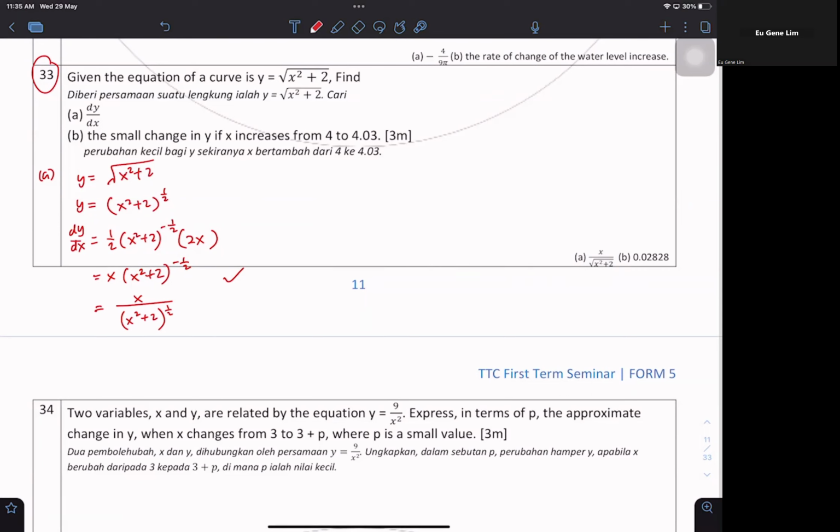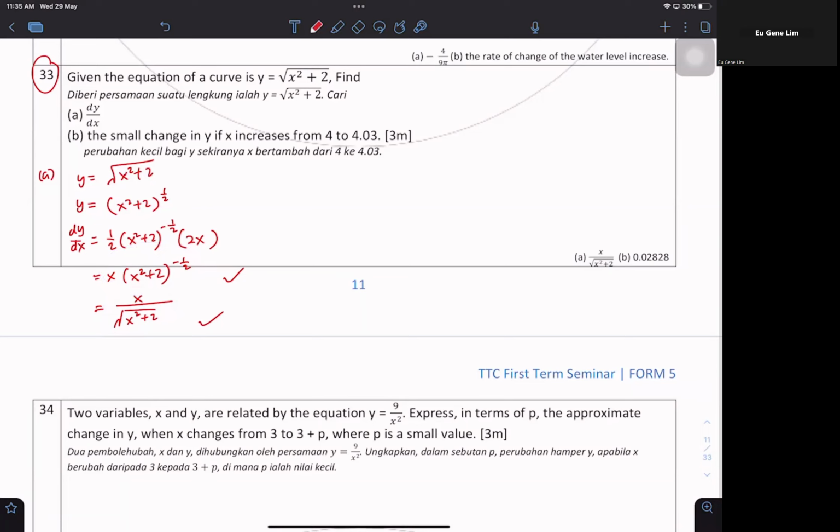And then power 1 over 2 means square root, right? So you can change the power 1 over 2 to become square root. Whichever answer you give, it is acceptable. This one also can, like this also can, up to you.